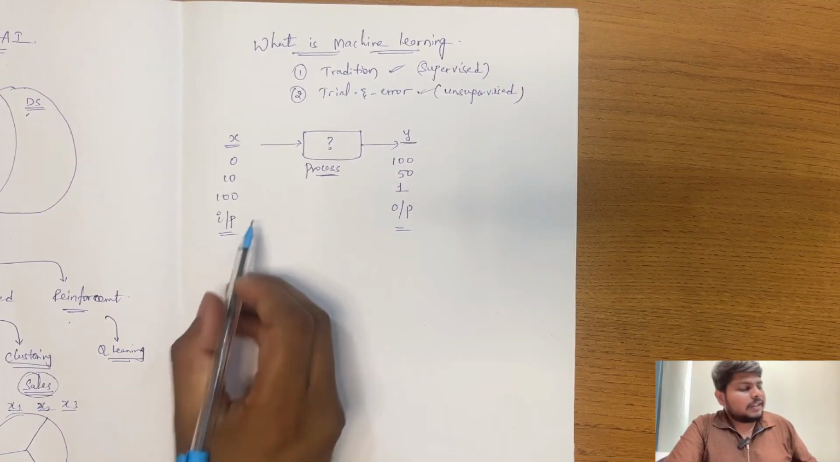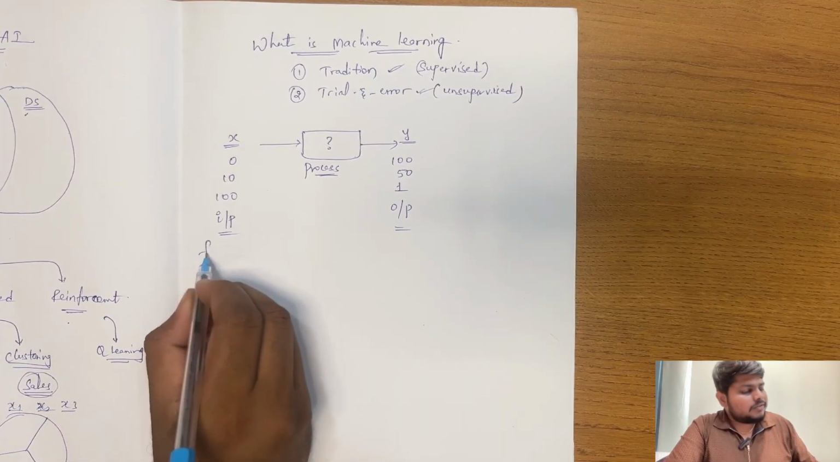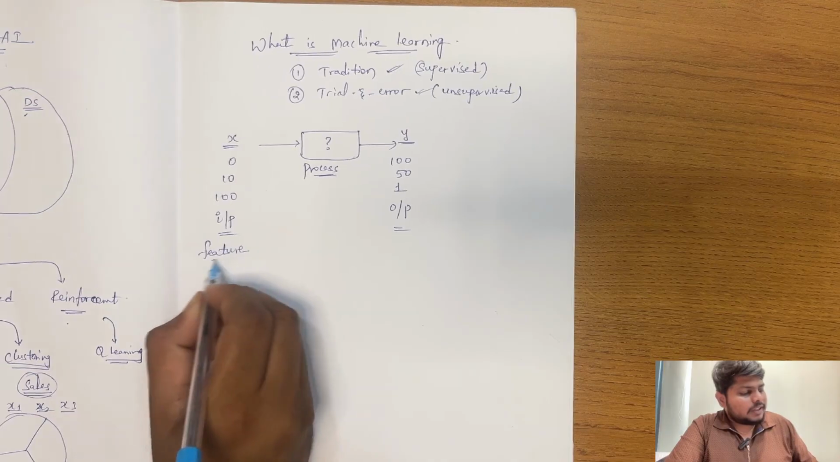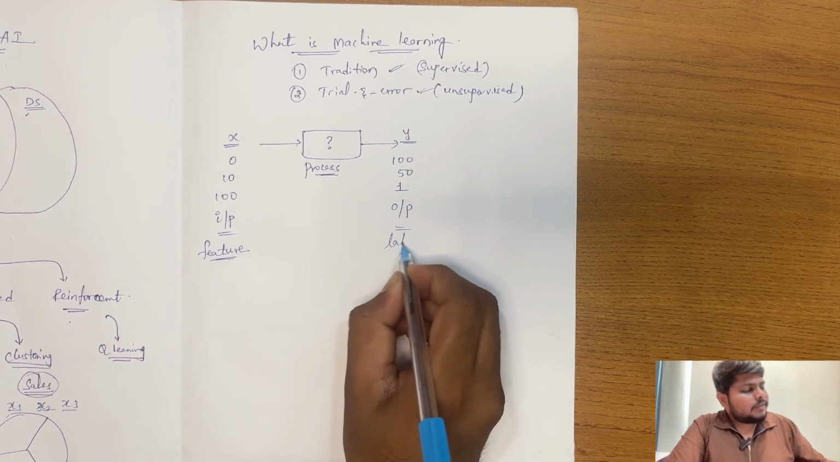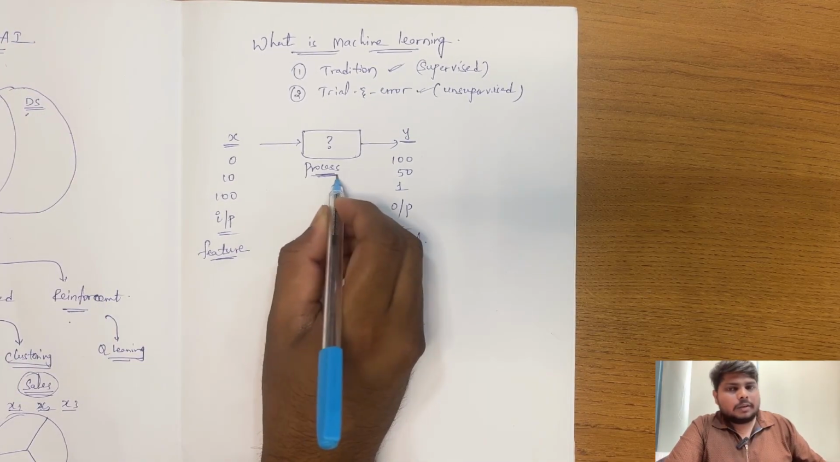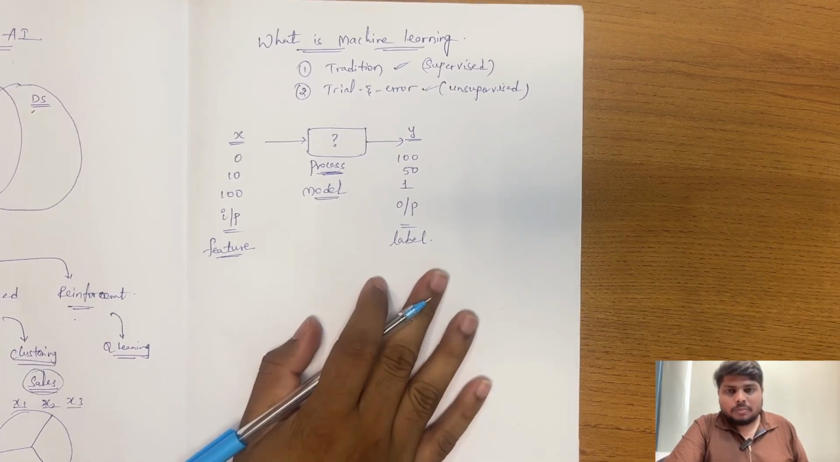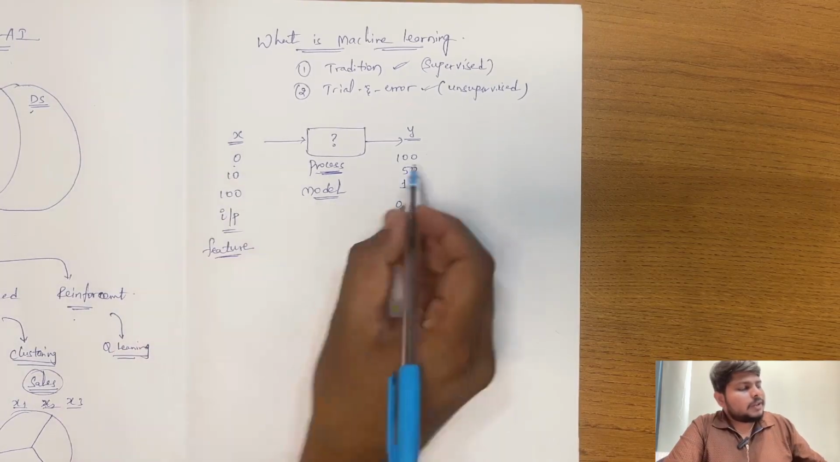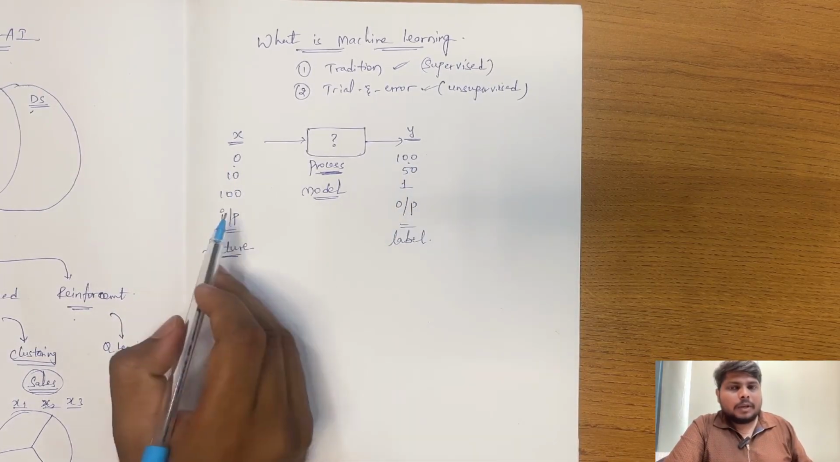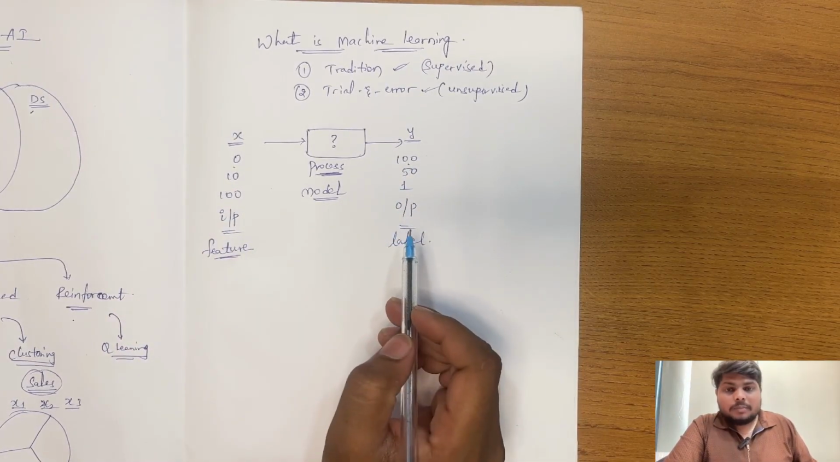Instead of simply calling it input, we can also precisely call it features. Instead of calling it output, we typically call it a label. Instead of calling it process, we generally call it a model. So you need to remember these technical terms. For example, when you give 0, it becomes 100. When you give 10, it becomes 50. When you give 100, it becomes 1.